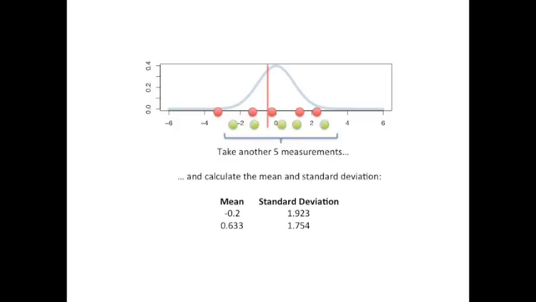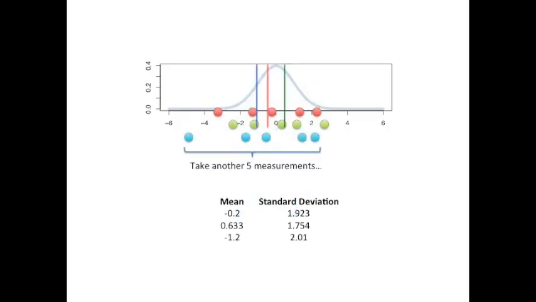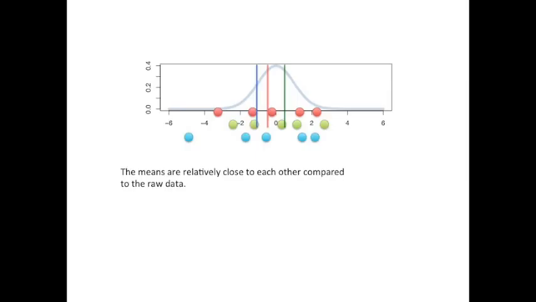Here, we've taken another 5 measurements, and from those 5 measurements, we've calculated the mean and the standard deviation. And here we've plotted that mean plus or minus 1 standard deviation on each side. And now we take another 5 measurements. This is the first sample where one of the measurements is relatively extreme. However, that one measurement doesn't sway the mean that far from 0. That is to say, the means are relatively close to each other compared to the raw data.